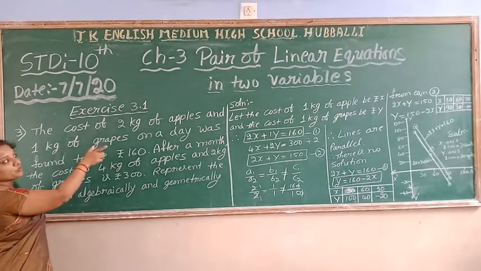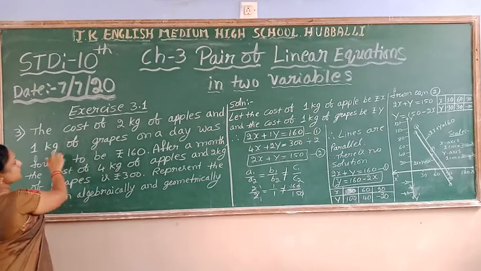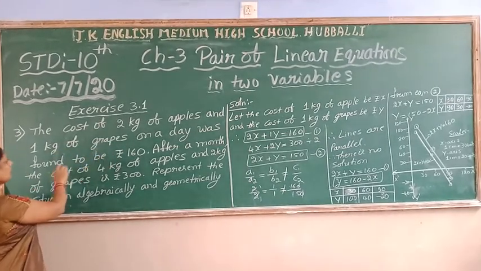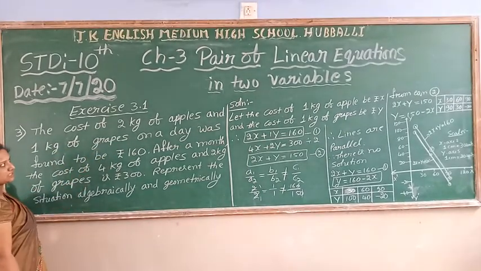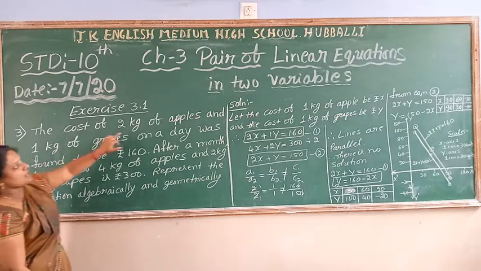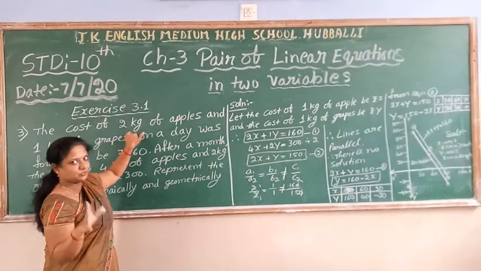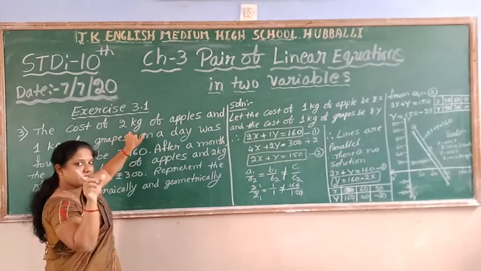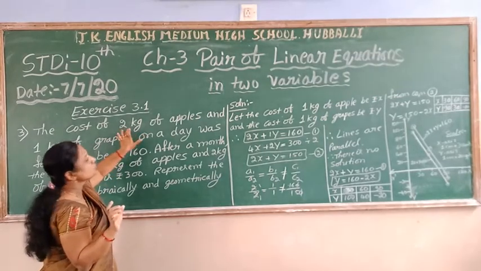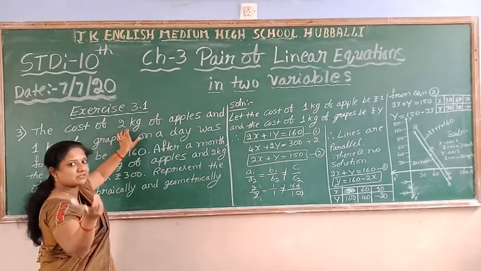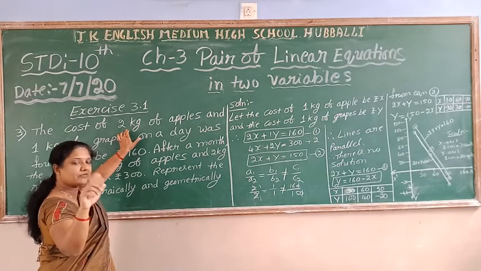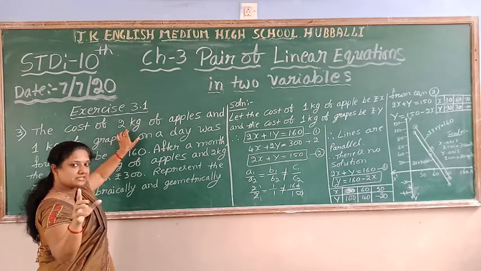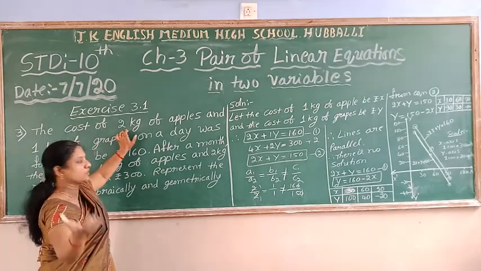The cost of 2 kg of apples and 1 kg of grapes on a day was found to be rupees 160. So we don't know the cost of 1 kg of apples. Let the cost of 1 kg apple be x rupees. If 1 kg is x rupees, then for 2 kg it becomes 2x rupees.